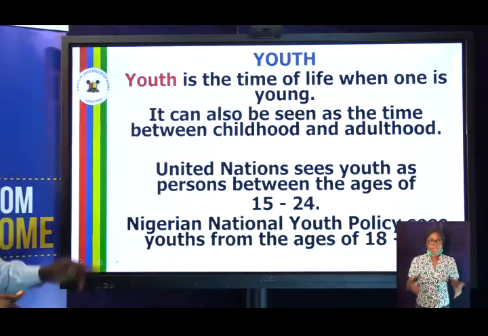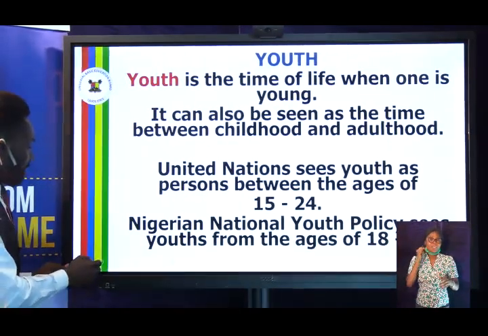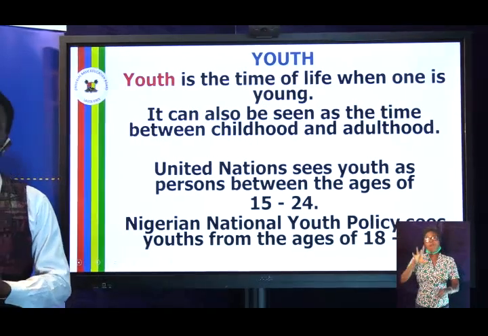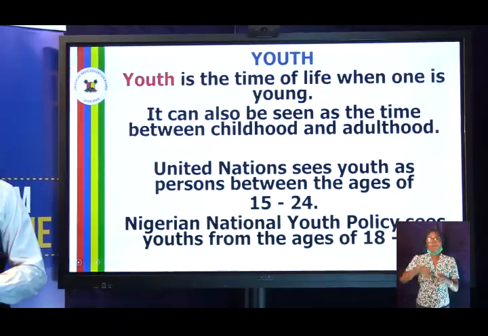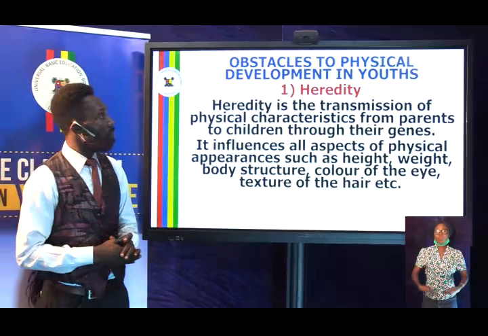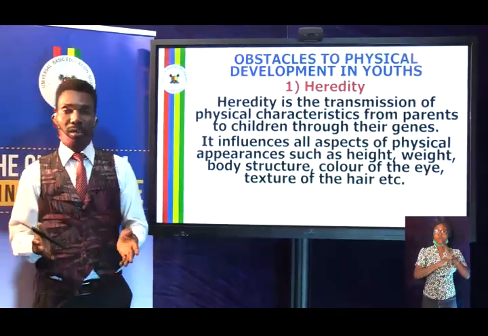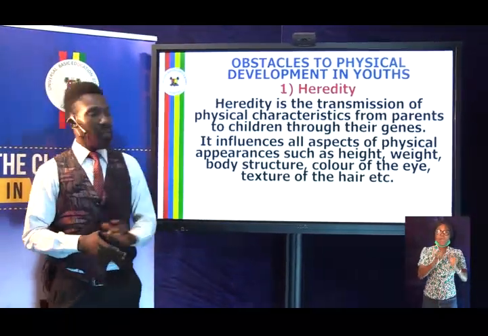But here in Nigeria, the Nigerian National Youth Policy sees a youth as a person from the age of 18 to 35. Obstacles to physical development in youth. What are the obstacles? One, heredity.